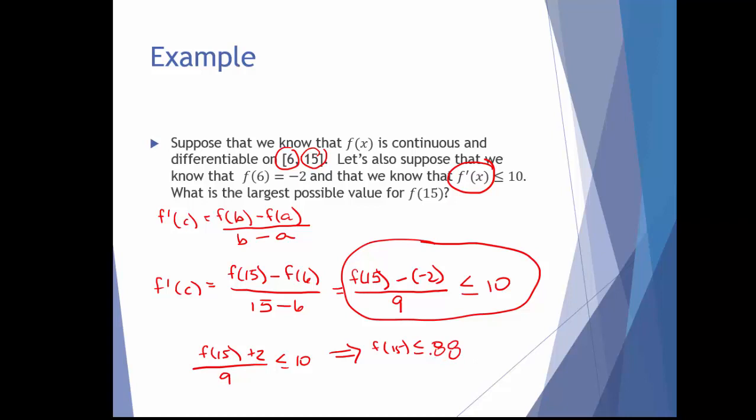The largest possible value for f of 15 is 88. Not bad, considering you don't have that much information about this function. You're able to say that its value at 15 can't possibly be larger than 88. So that's mean value theorem.